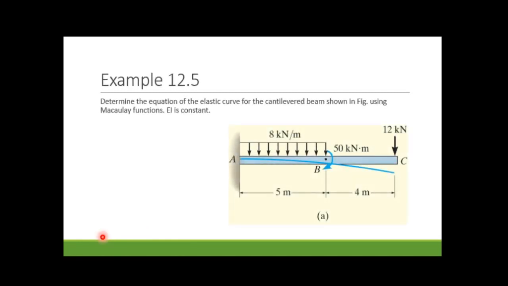Last question about the Macaulay function. We have some kind of loading type, and point A is the fixed support, point C is the free end. We have one distributed load, one moment, and one point load. But our distributed load does not continue to the end of the beam. Therefore, we need to change the strategy. I want to solve this question on the webcam.